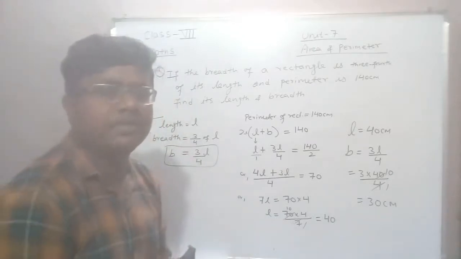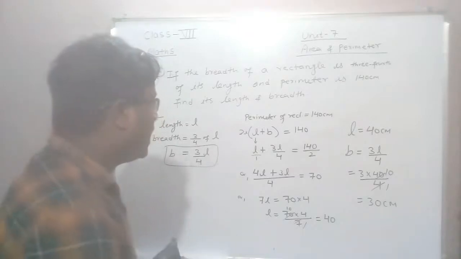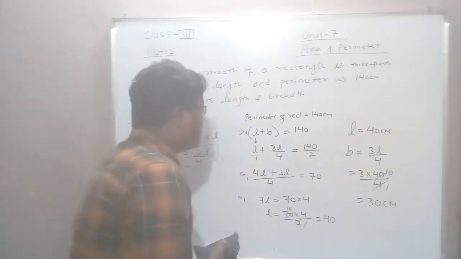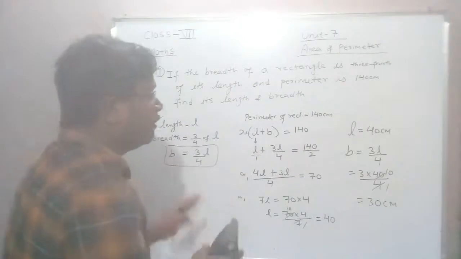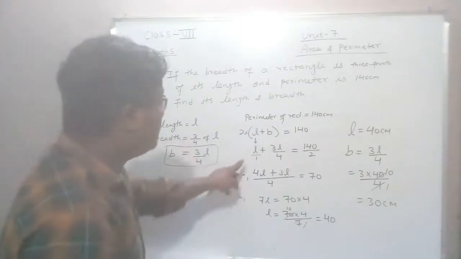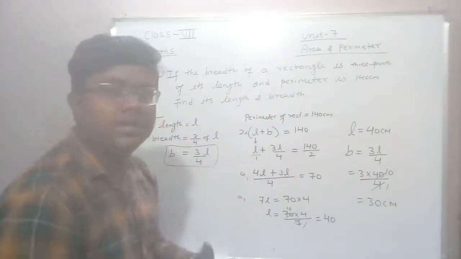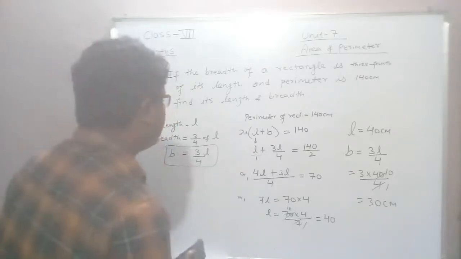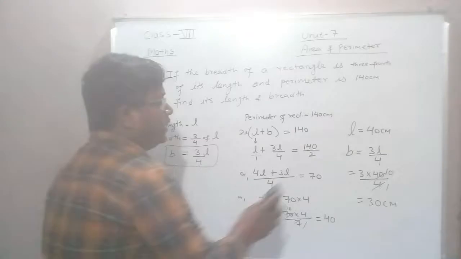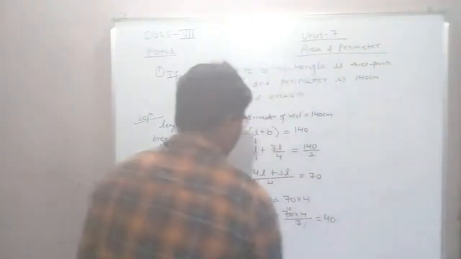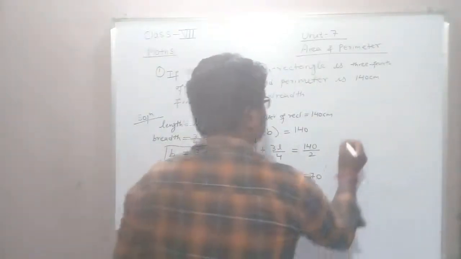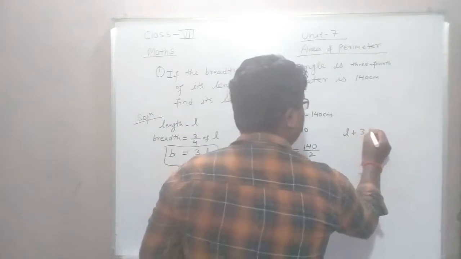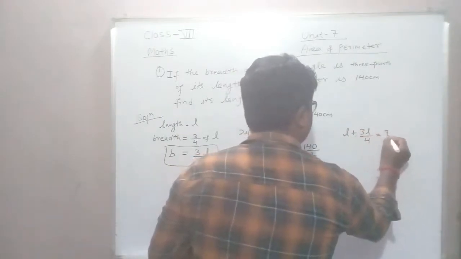In the previous video we have solved the equation and I have shown you how to solve. For this question it is clear. Just to solve this question, I am showing you another process. You can follow that process also. Simply I am going to show you here, after this step: L plus 3L/4 is equal to 70.